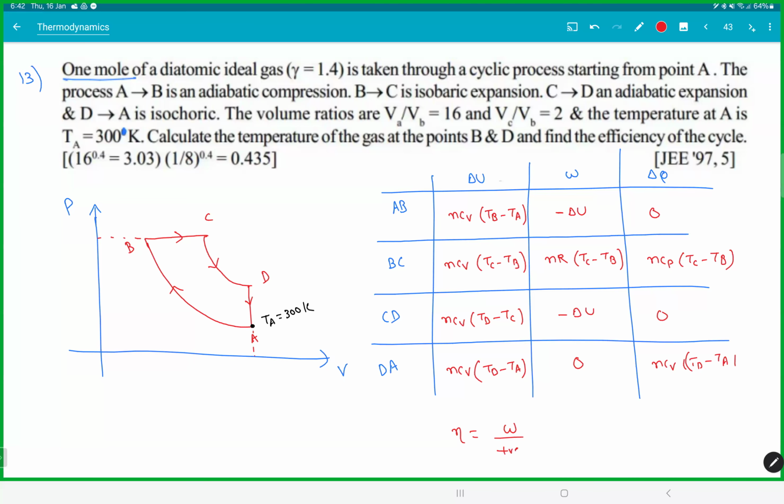Work done by positive heats. So you have to substitute the numbers and check who is positive and who is negative for the Q. Clear, everyone? Yeah, so this is one type of questions. Next one. Let's see one more.